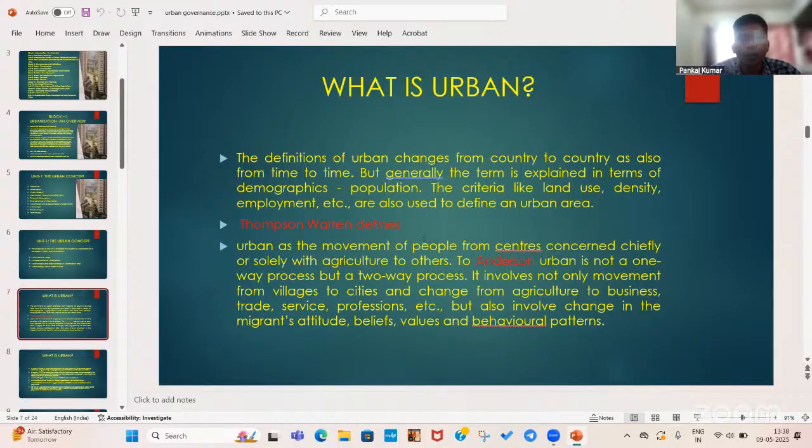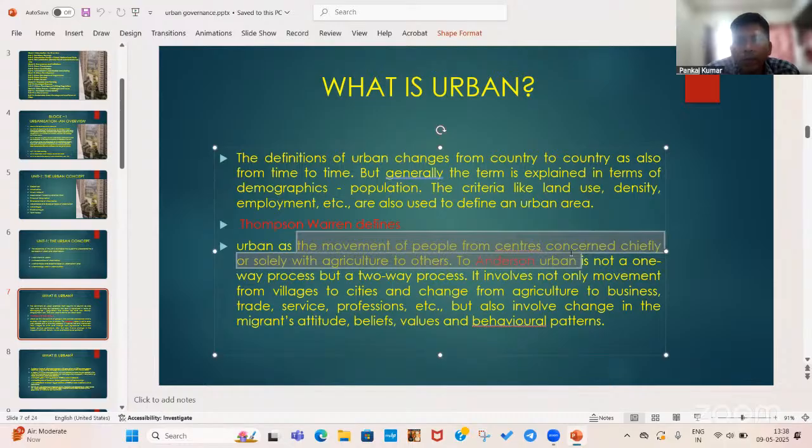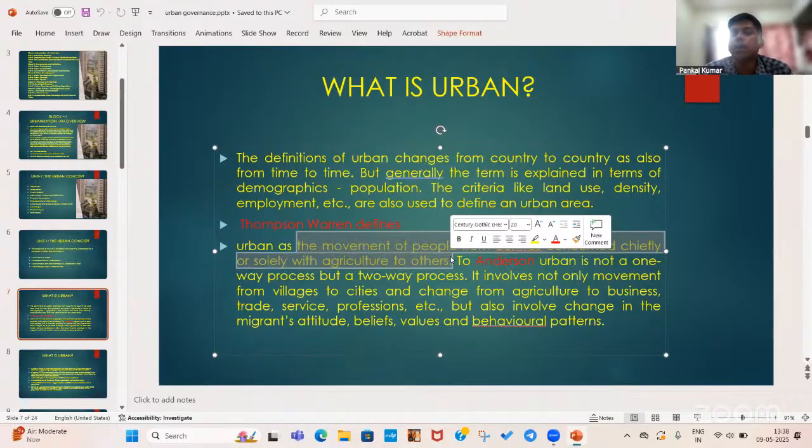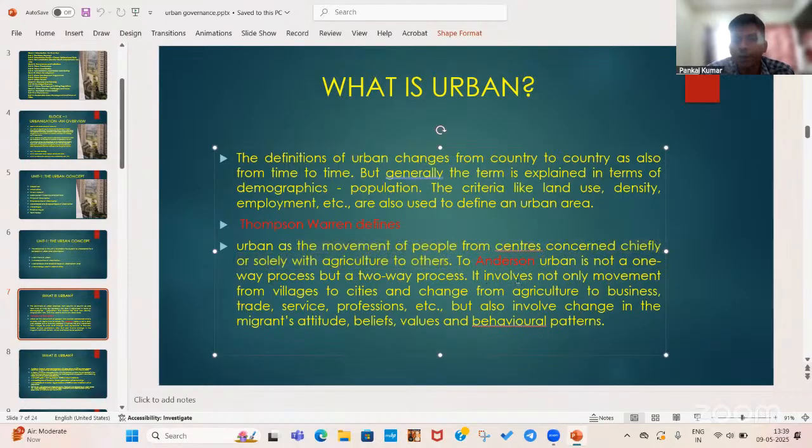There is one very famous thinker called Thomson Warren. Thomson Warren defined urban as the movement of people from centers concerned chiefly or solely with agriculture to others, like movement of people from areas where agriculture is the main activity to different areas. Then there is another thinker called Anderson.